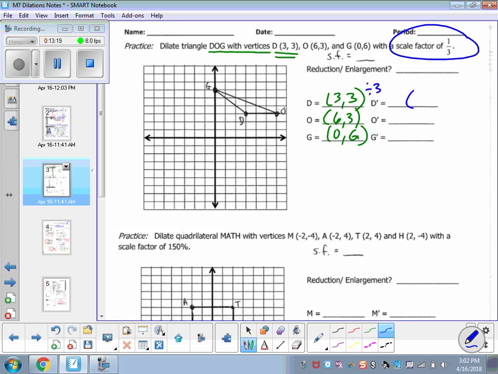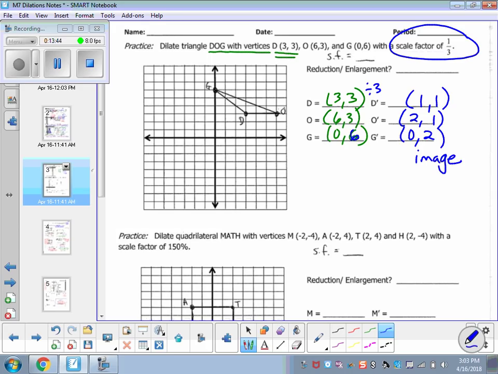So 3 divided by 3 is 1. 3 divided by 3 is 1 again. If we take 1/3 of 6, we got 2. 1/3 of 3 is 1. 1/3 of 0 is still 0. And 1/3 of 6 is 2. So this is the image that we can now plot using our prime points.